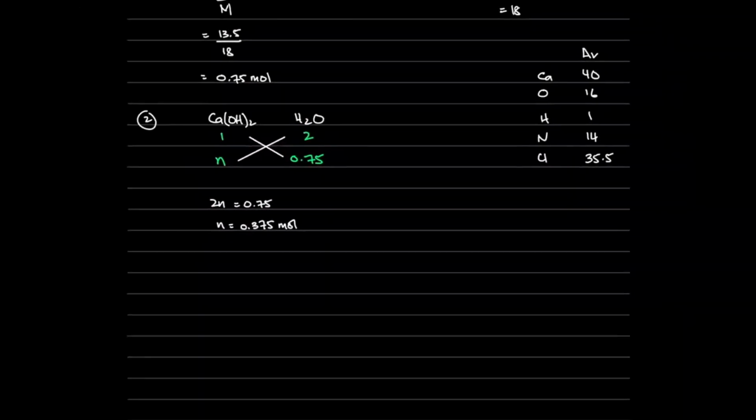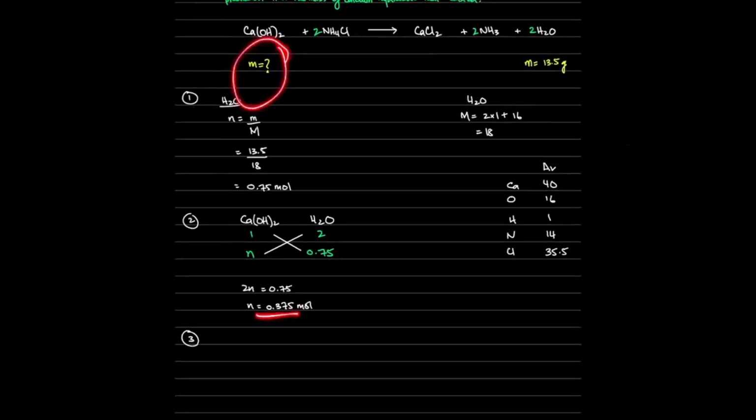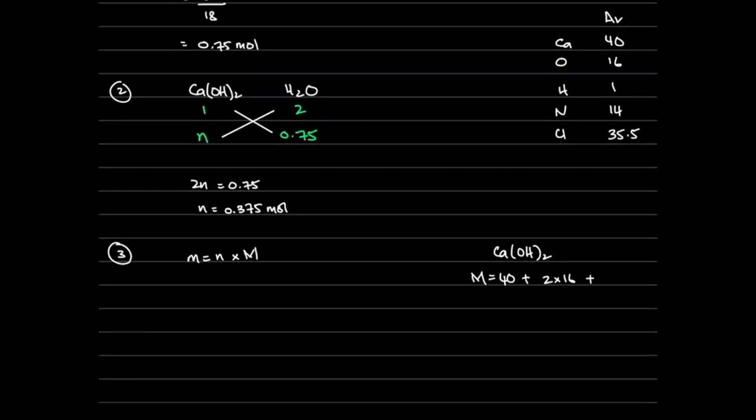And then lastly, we want to convert from moles to mass, right? Because what did our question ask? It asked for mass, and we found the moles. So we can say that the mass is equal to the number of moles times the molar mass. For calcium hydroxide, the molar mass is, calcium is 40, oxygen we have 2, right? That's 2 times 16, and then 2 hydrogens, right? So 2 times 1, which is 74.